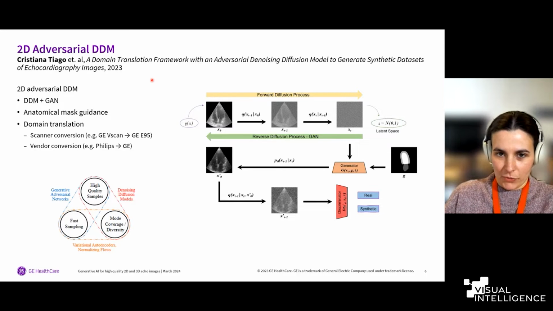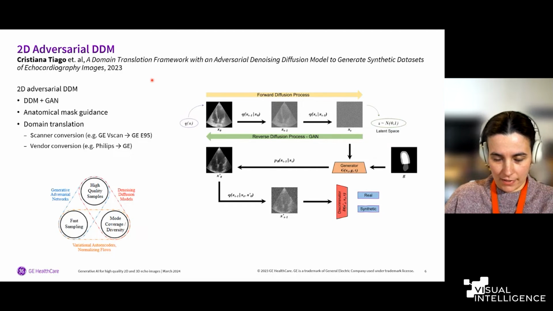I used the GAN to learn the reverse process, so to learn how to generate a synthetic image, but I used a condition as well. And in this case, the condition was the anatomical mask. So I was making sure that the model was generating a synthetic echo image, but following the anatomical information present on the anatomical mask that was serving as a guide.